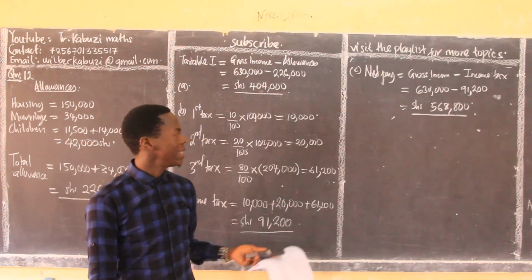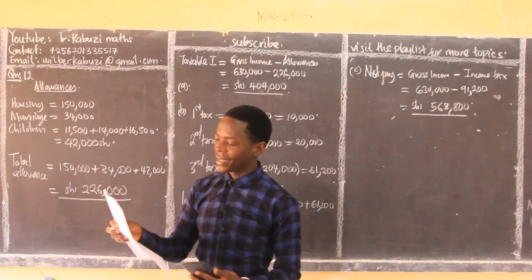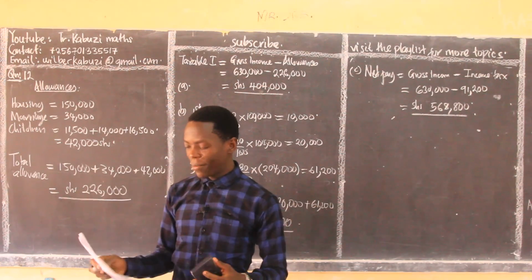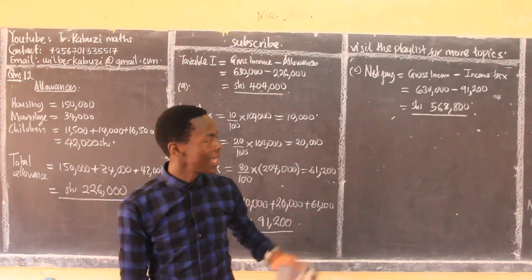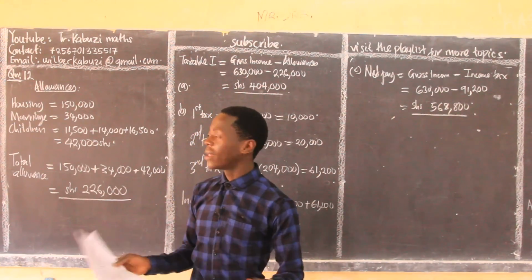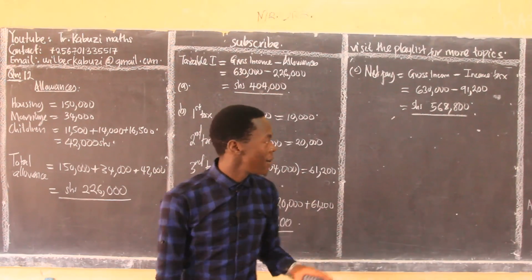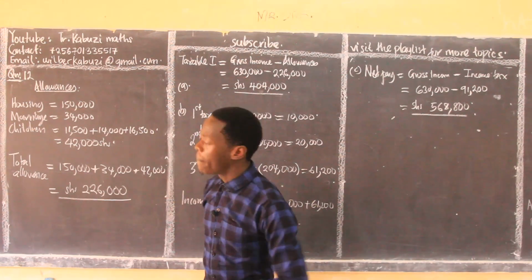So that's how it was, by the way, this paper was very easy. The questions were direct, they were short and brief. You just needed to know the formula and then very simple. Anyway, let us move to number 13.